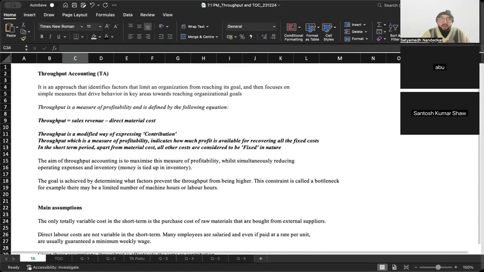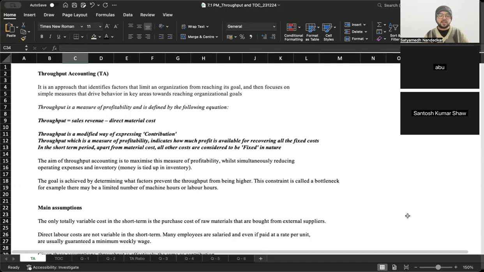Now, throughput accounting is an approach that identifies factors that limit an organization from reaching its goal and then focuses on simple measures that drive behavior in key areas towards reaching organization goals. Now, throughput accounting and limiting factors, both of these topics focus heavily on understanding what is it that stops you from reaching your ultimate goal. What is a constraint? Throughput accounting in a modified way is also called the theory of constraints. Throughput accounting and limiting factors are very closely connected with each other.